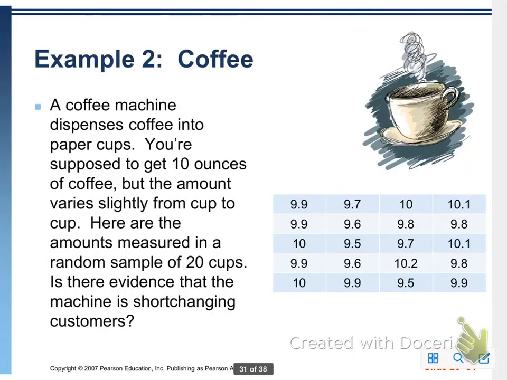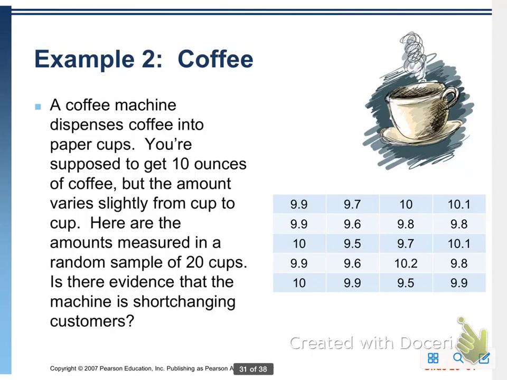Here's an example too about coffee. The coffee machine dispenses about 10 ounces per cup, but it obviously isn't perfect and it varies slightly from cup to cup. So someone randomly chose 20 cups to measure the number of ounces of coffee that were put in the cup. And they want to know if the machine is actually shortchanging people.